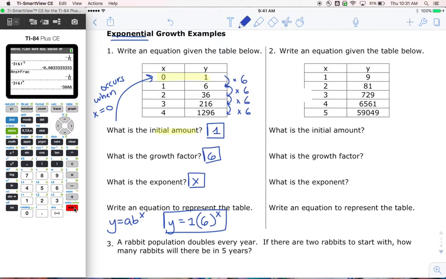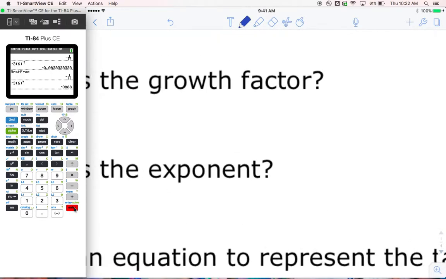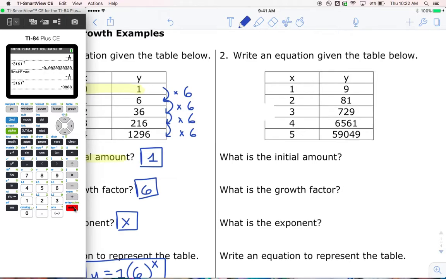Problem 2, here we go. This is the same stuff with one small difference, and that is, take a look at my table. What's missing? All right, maybe you don't see it yet. Let's move on. How do I get from 9 to 81? Okay, hopefully we know that's times 9. How do I get from 81 to 729? Again, that's times 9, times 9, and then finally times 9. So my growth factor is 9.